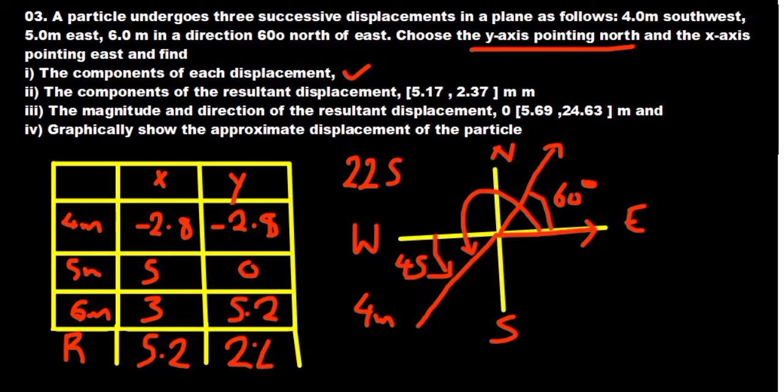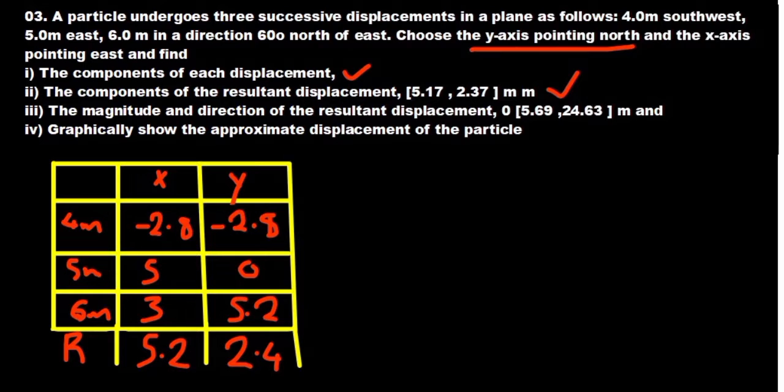So we have 2.4 there. These are the x and the y components of the resultant displacement itself. So we've answered the second part as well. The third part: the magnitude and direction of the resultant displacement. So the magnitude now and the direction. How do you go about that? How do you find the magnitude?